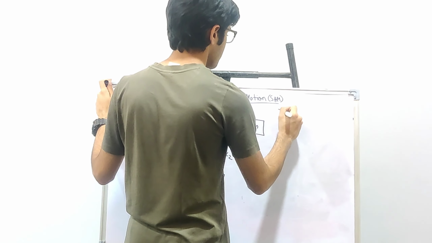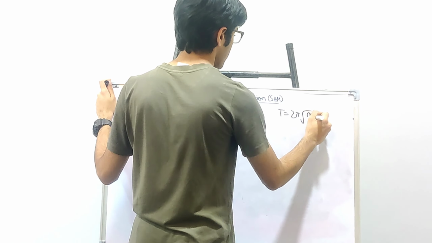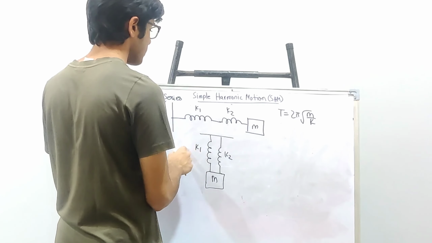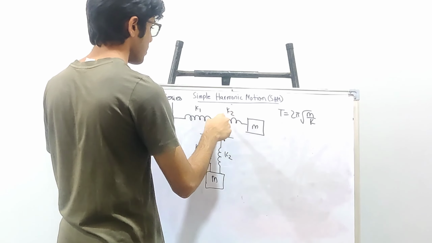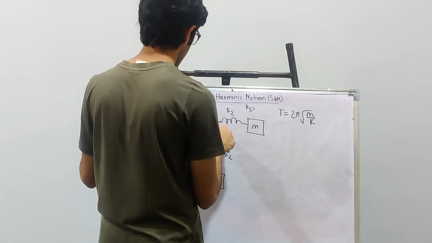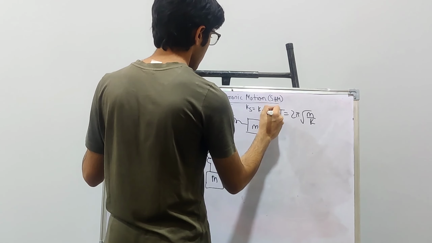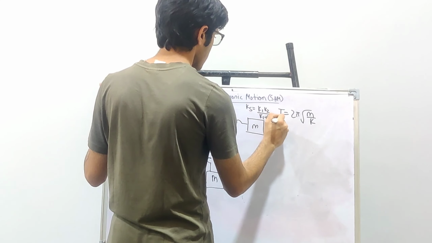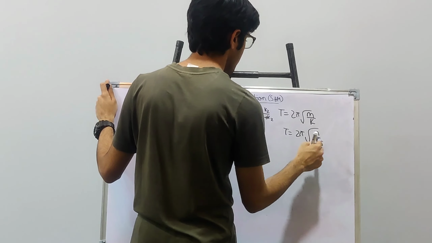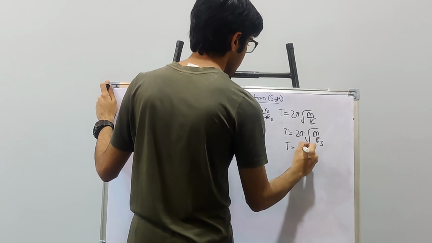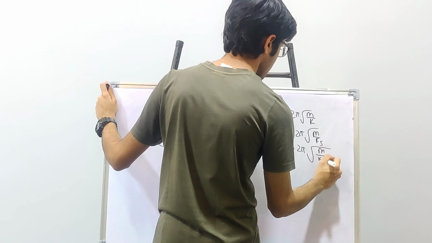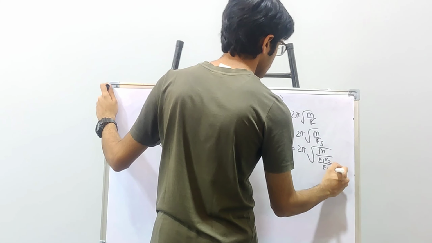So we know that time period is equal to 2 pi under root m by k. In case of the series combination, we can say Ks, the equivalent force constant in the series combination, becomes K1 K2 upon K1 plus K2. So the time period is simply 2 pi under root m by Ks, and we replace Ks by this. So it will be 2 pi under root m upon Ks, where Ks is K1 K2 over K1 plus K2.